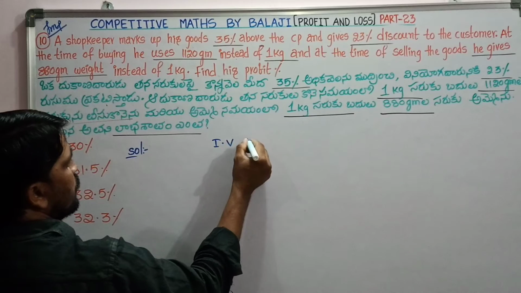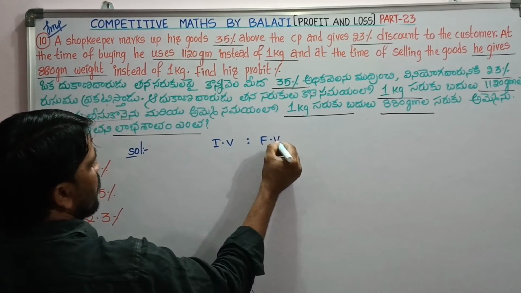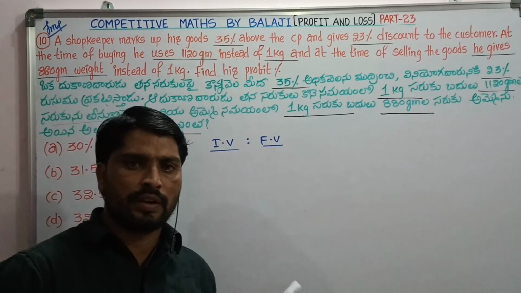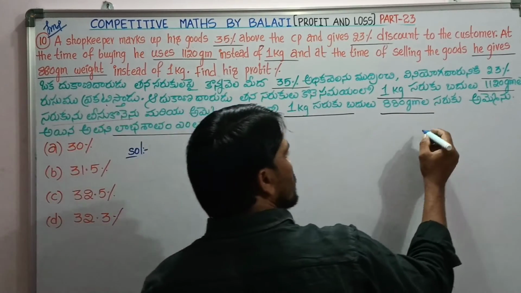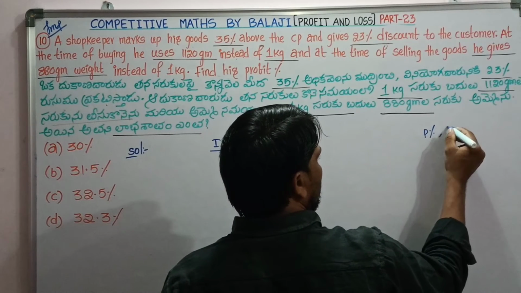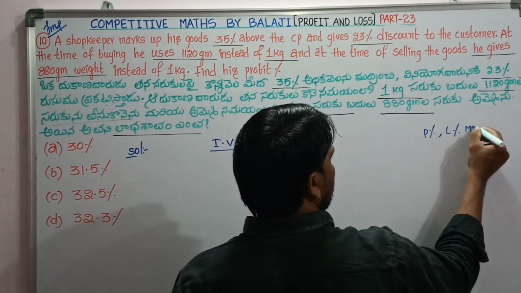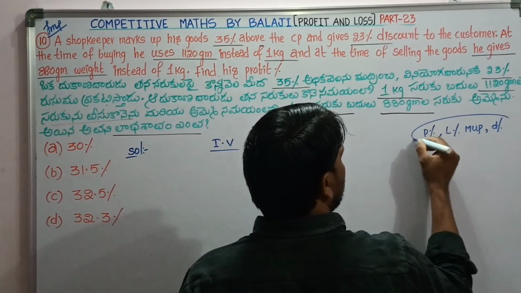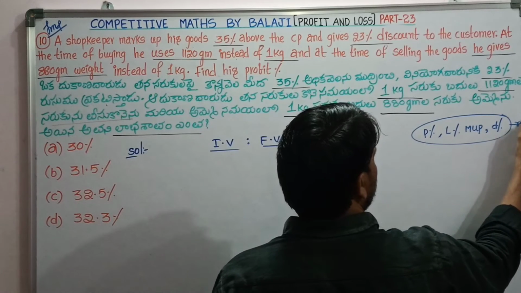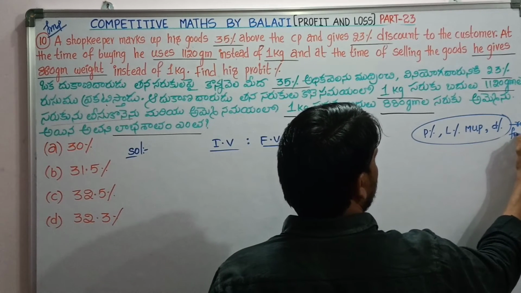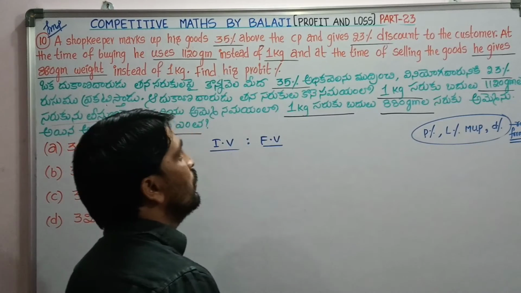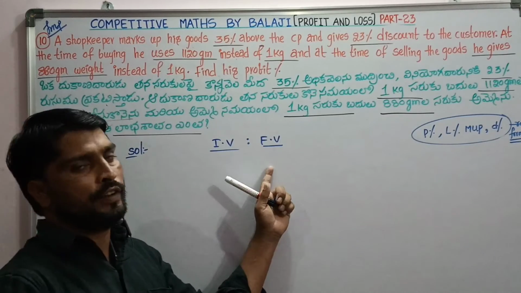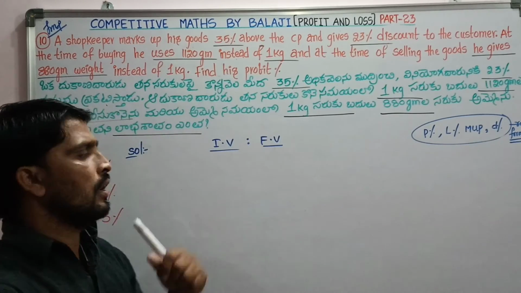So consider the ratio of initial value to final value, and we know that initial value is always the lesser value, final value is always the greater value. And in this type of question, profit percent or loss percent or markup or discount percent always forms in the ratio form. And faulty weights are expressed in initial value to final value ratio, that is lesser value to highest value.